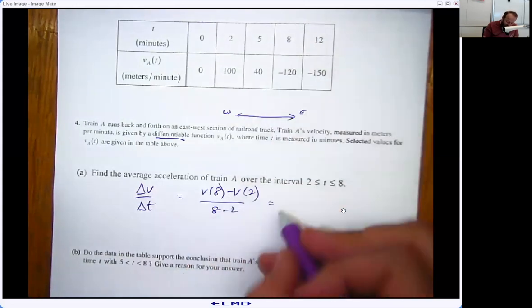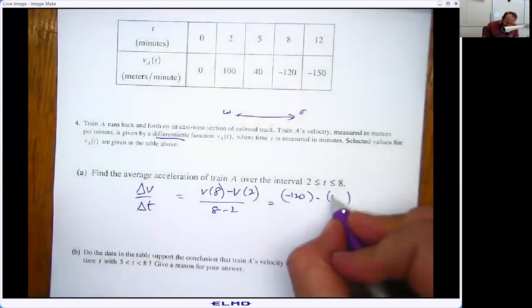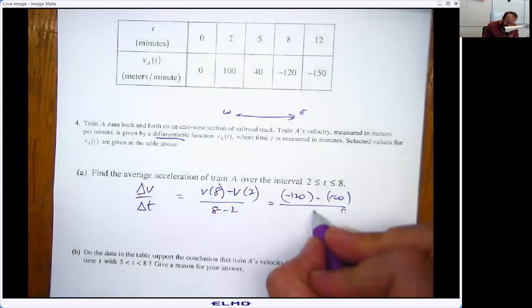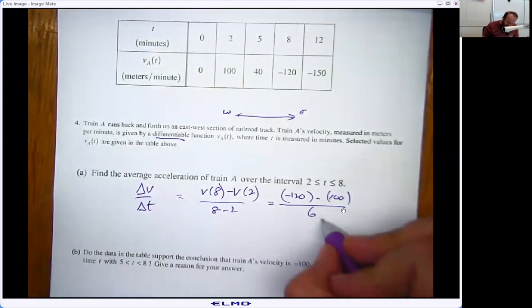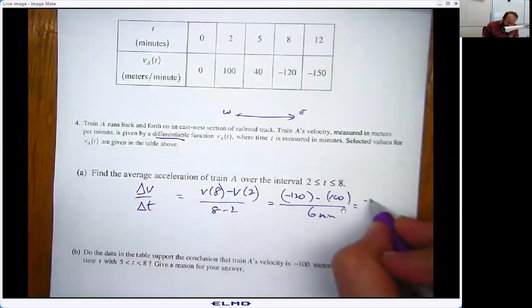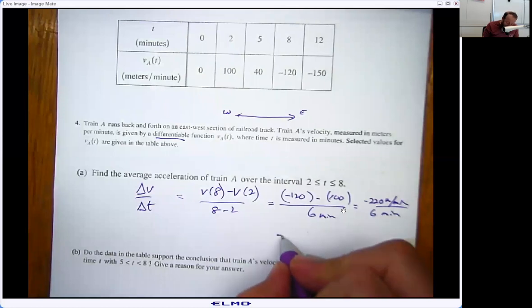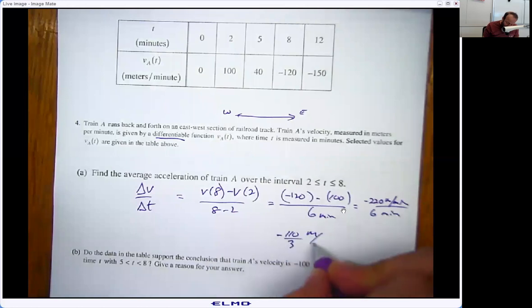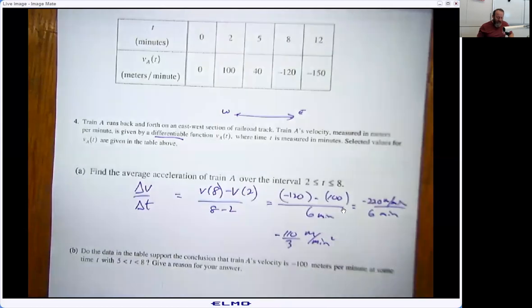So v of 8 is negative 120. We're going to do v of 2, which of course is 100, and 8 minus 2 means 6 minutes have elapsed in this particular story. And so we've got negative 220 meters per minute over 6 minutes, which means we've got negative 110 over 3 meters per minute, which we'll usually just write as meters per minute squared.